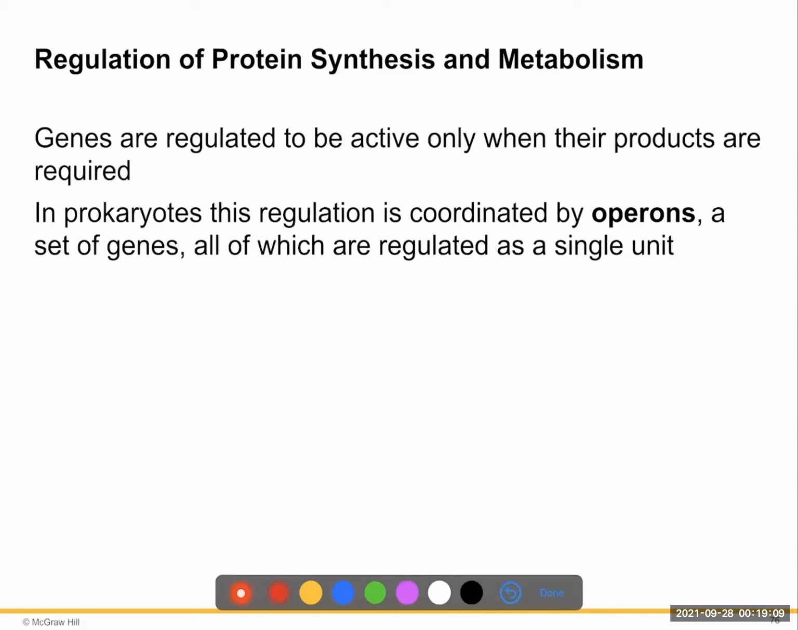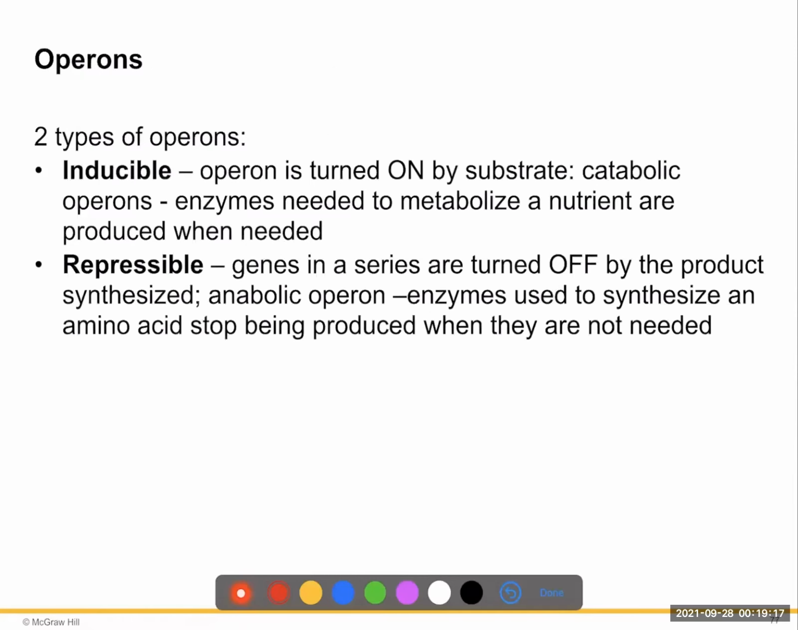In prokaryotes, this is controlled by what are called operons, which are a set of genes regulated as a single unit. It's that one circular loop. There are two types of operons in prokaryotes: inducible and repressible. Inducible turns it on when the enzyme needs to metabolize a nutrient, so it's produced when it's needed. Repressible operons are turned off when there's no substrate around for that enzyme to work on. So those are the two types for a prokaryote.